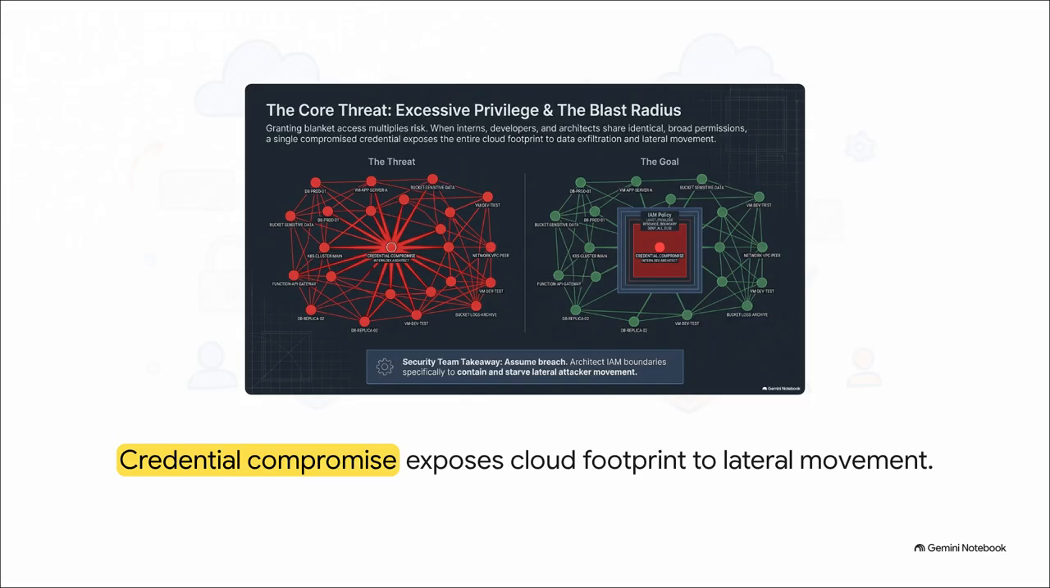Now, contrast that with our actual goal here. By defining really strict IAM boundaries, we're basically assuming a breach is going to happen, but we architect our security to trap that compromise in a tiny isolated box. It completely starves the attacker of any lateral movement.